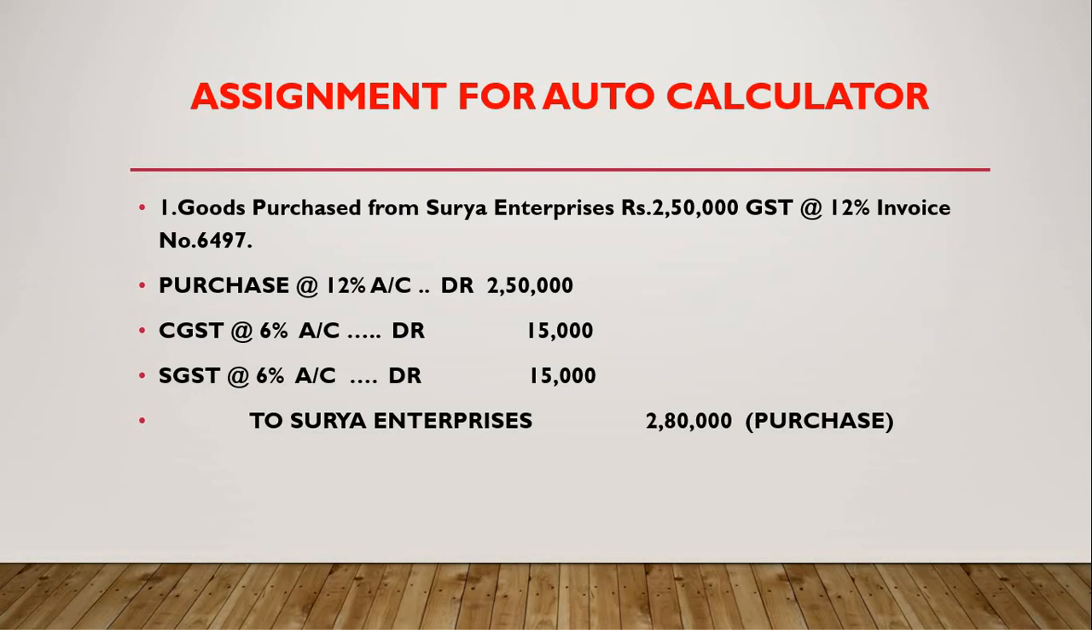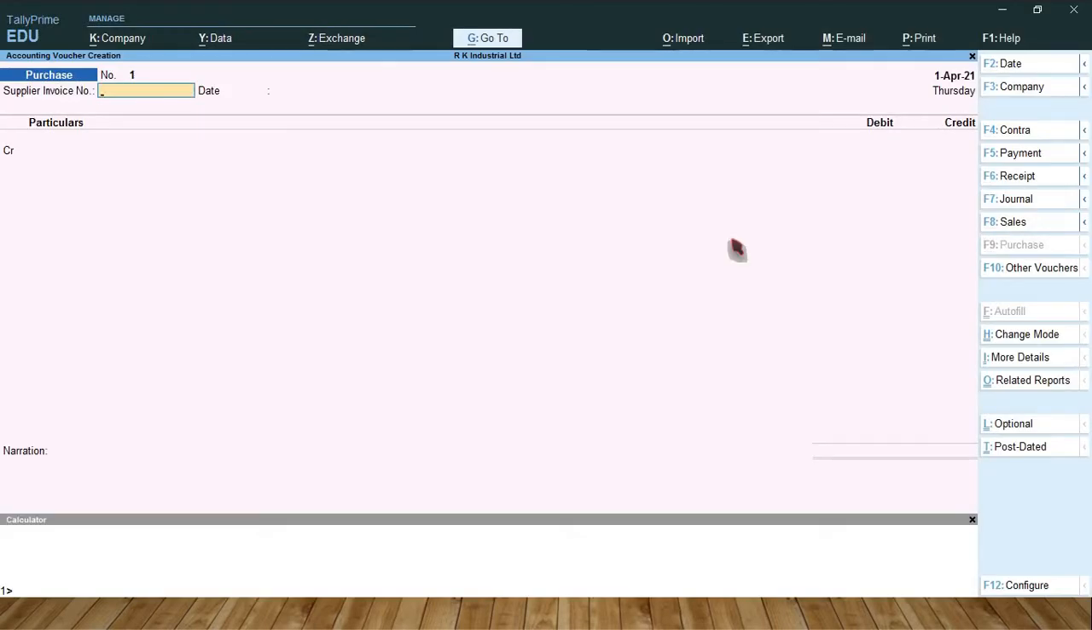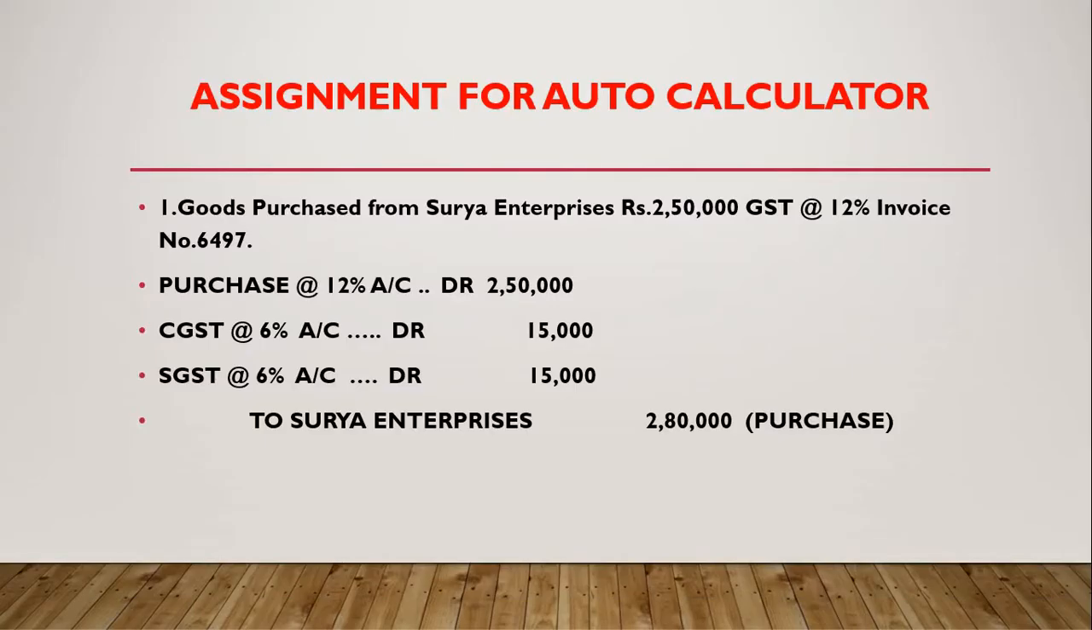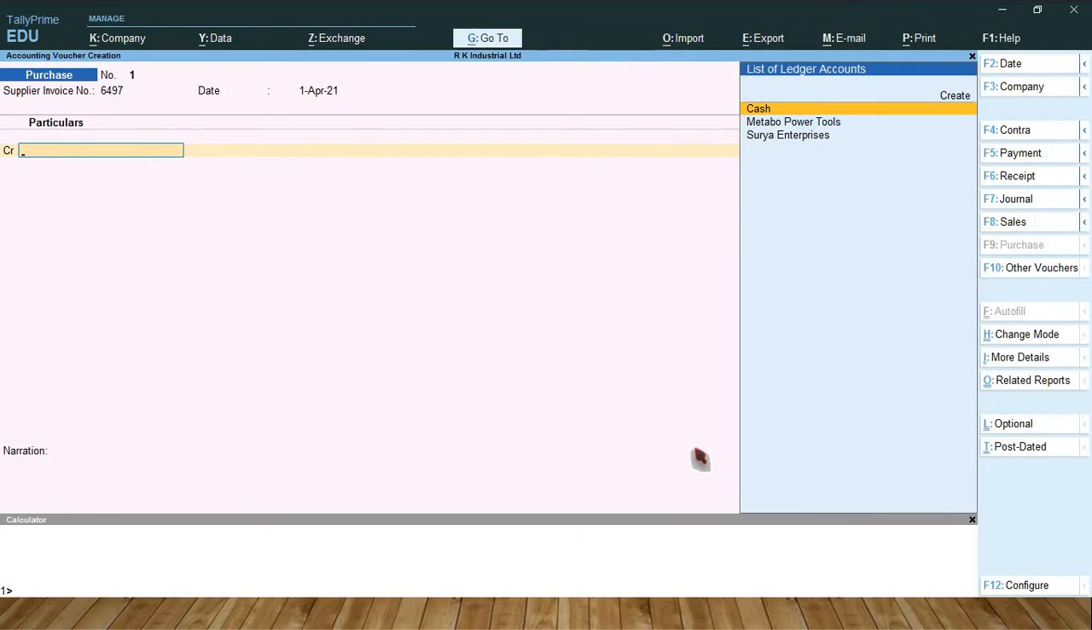Goods purchased from Surya Enterprises, rupees 2,50,000, GST at 12%, invoice number 6497. Okay friends, go to the purchase voucher, type the invoice number 6497, credit first. Here credit is Surya Enterprises. This is including 30,000 of GST tax. Actual purchase is 2,50,000. Both CGST and SGST total 30,000. 2,50,000 plus 30,000 is 2,80,000. So here select Surya Enterprises.